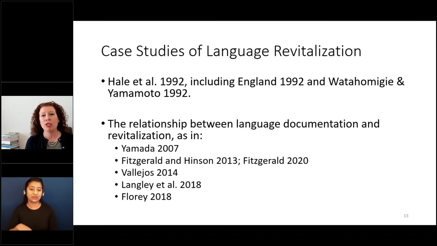I have some work in collaboration with Joshua Hinson on Chickasaw, which is a language of Oklahoma. Raquel's work was based in Suriname. Rosa Vallejo's work paper in 2014. Linda Langley and collaborators in 2018, and that's a paper looking, Rosa's paper is the Kukama in the Amazon. The Langley paper is drawing from a Kushata collaboration, deeply embedded in the community, coming from the community. And Margaret Flory looking at training in Australia with Indigenous communities there.